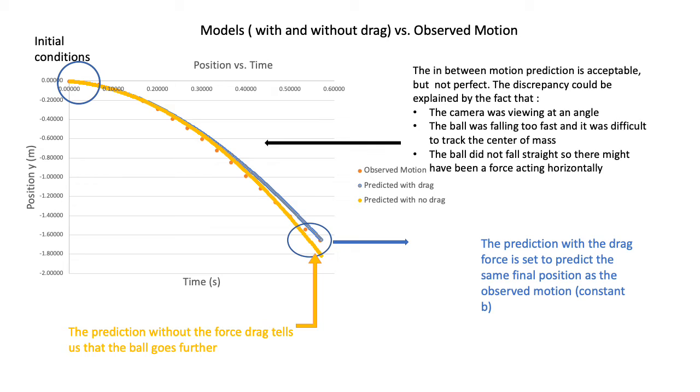In between, we can see that there's some discrepancy, which can be explained maybe by the camera that was recording at an angle, or the ball was falling too fast and it was difficult to track the center of mass, or the ball did not fall straight, so there might have been another, smaller force acting on the ball horizontally. However, overall, the model with the drag and the gravity predicted better than the one without the drag.